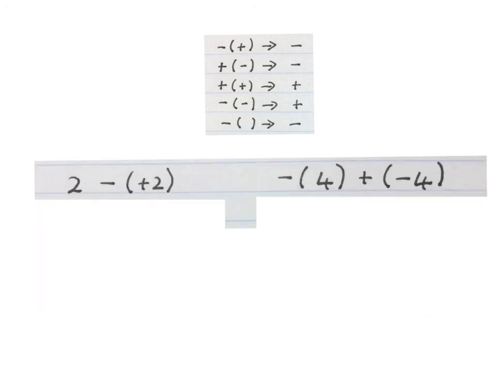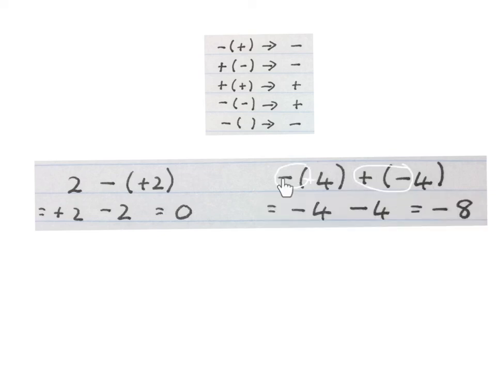Let's do 2 more. We have 2 minus plus 2. That is then plus 2 minus 2, and that is 0. Next sum looks like this. Here we have a minus and a plus, which gives us a minus, and a plus and a minus gives us a minus. Minus 4 is minus 8.